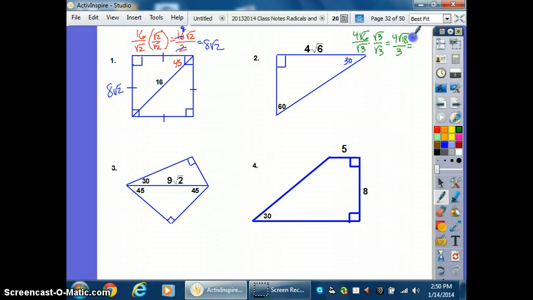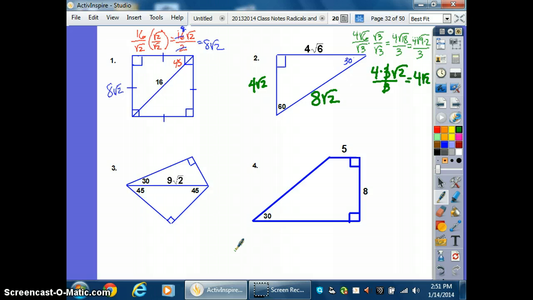That gives me 4, and then 18 can break down to 9 times 2 over 3, or 4 times 3, 3 pops out, radical 2 over 3, which gives me, these could cancel, 4 radical 2. Okay, so the short leg is 4 radical 2, and we double that to get the hypotenuse, which would be 8 radical 2. 2 times 4, and then carry along the radical 2.